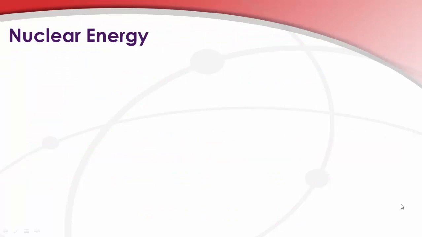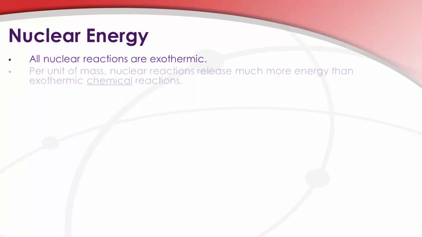Now, while we're on the subject of exothermic reactions, let's quickly talk about nuclear energy in order to get at least a context for some of the things we'll discuss later. So all nuclear reactions are exothermic. And one thing worth noting is that there is far more energy tied up in the nucleus of an atom than there ever is in the bonds between atoms. And so for this reason, there's far more nuclear energy available per unit mass than there is chemical energy.